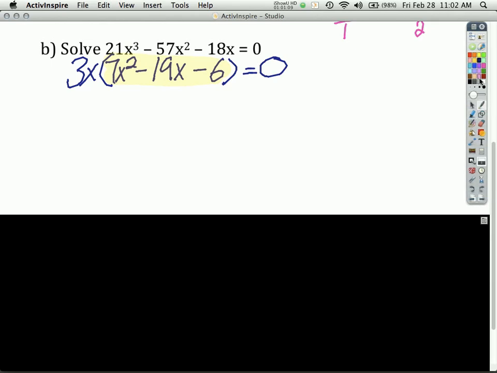Can it be grouped? No? What would have to be true for it to be grouped? There would have to be 4 terms. There's only 3 here. So that leaves us with what? Where are we at? The trick. So now we're going to do the trick.